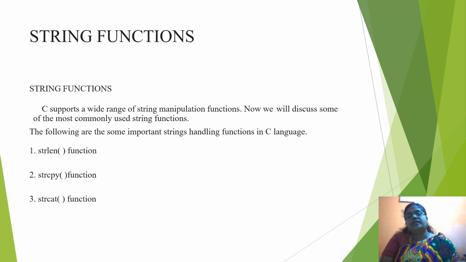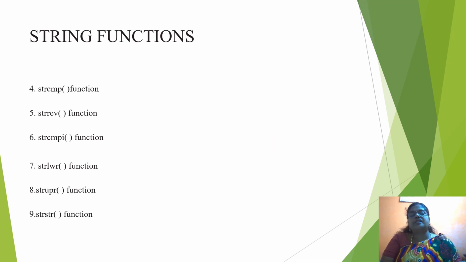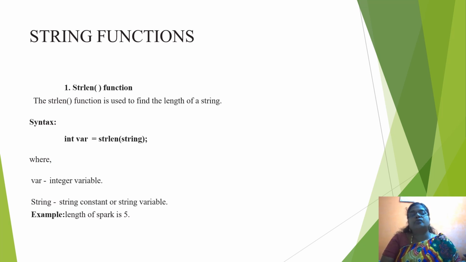Now we are going to discuss the standard string functions. String handling functions in C are the string length function, string copy function, string concatenation function, string comparison function, string reverse function, string lower function, string upper function, and string substring function. The string length function is used to find the length of the string: int var = strlen(string), where var is an integer variable and string is a string constant or string variable. Example: the length of the string "spark" is 5.